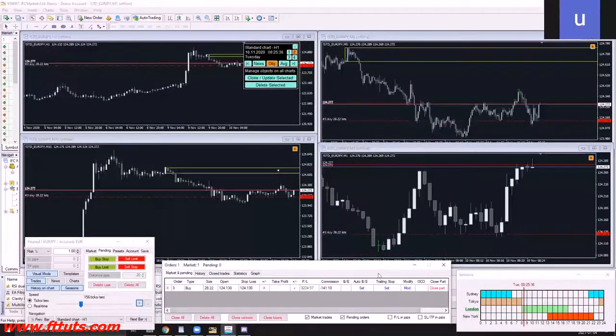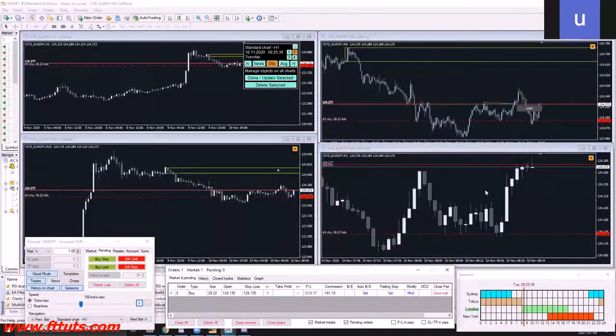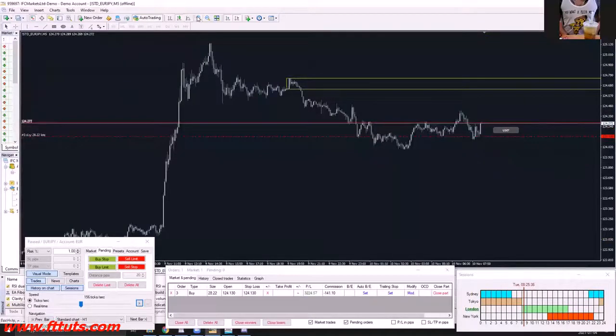Just so everybody understands the setup, we broke structure here. We had liquidity sitting here. We swept it into our order block, right? Oh no, sorry, you took it over here. Yeah, there was liquidity here, swept. Here, let me maximize this screen, the 5 minute.